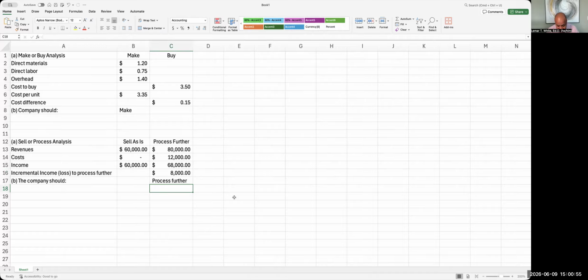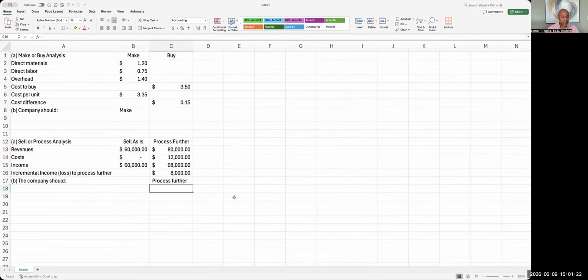Varto has two alternatives for these units. They can be sold as is to a wholesaler for $56,000, or they can be processed further at an additional cost of $125,000 and then sold for $175,000. Then it says prepare a sell as is or process further analysis of income effects. And two, should Varto sell the products as is or process further and then sell them?